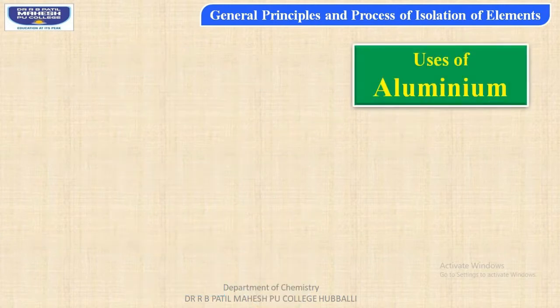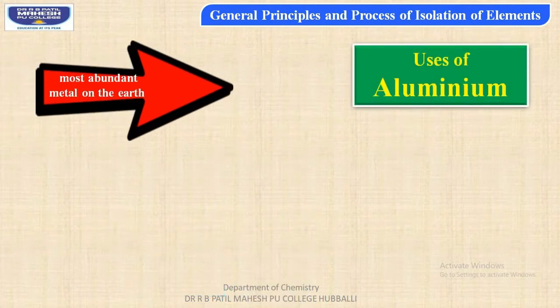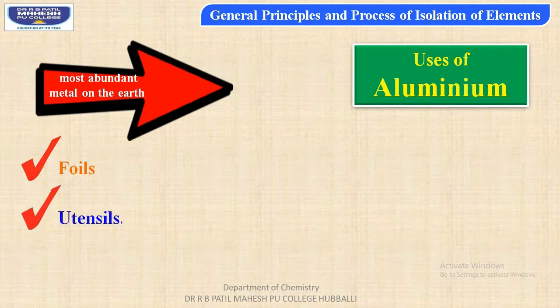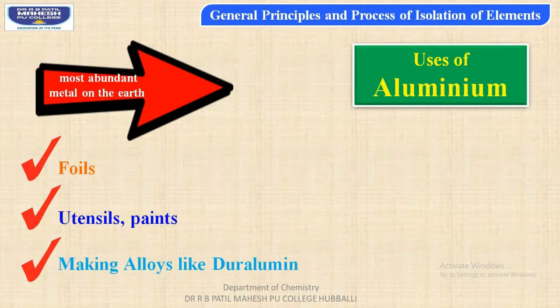Uses of aluminium. Aluminium is the most abundant metal on planet Earth. Applications of aluminium: it can be used in the manufacture of aluminium foils. It can even be used for making utensils and in the paint industry, and for making alloys such as duralumin, which has the properties of being lightweight and resistant to corrosion.